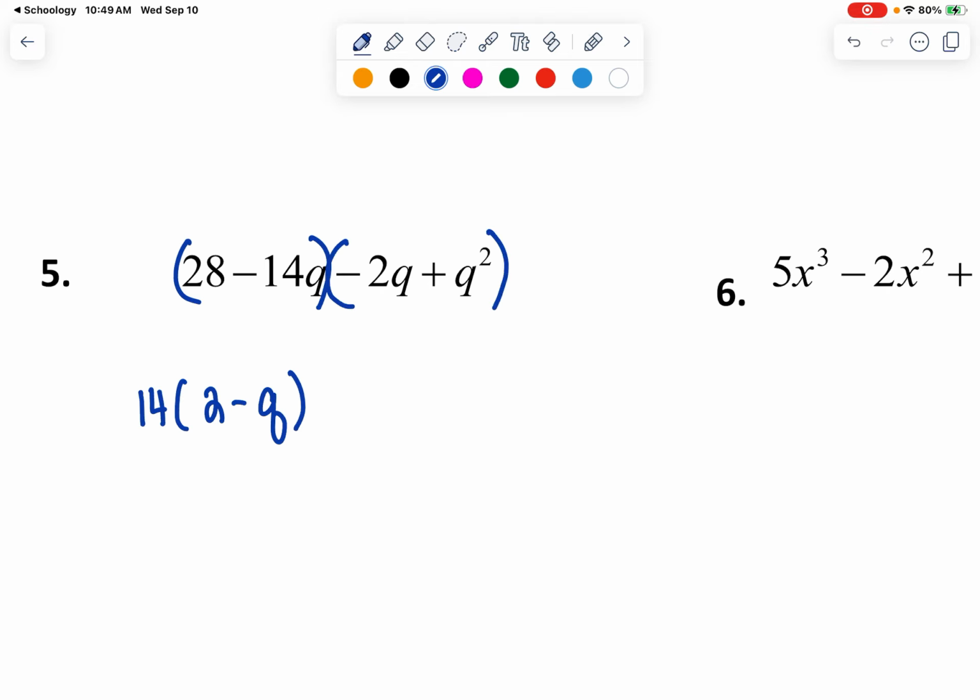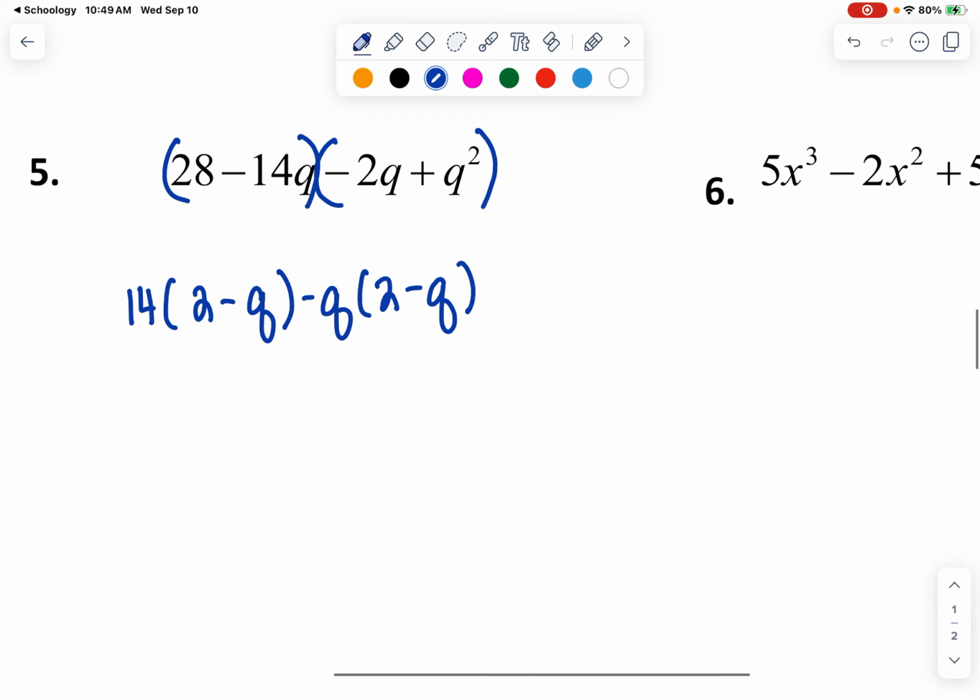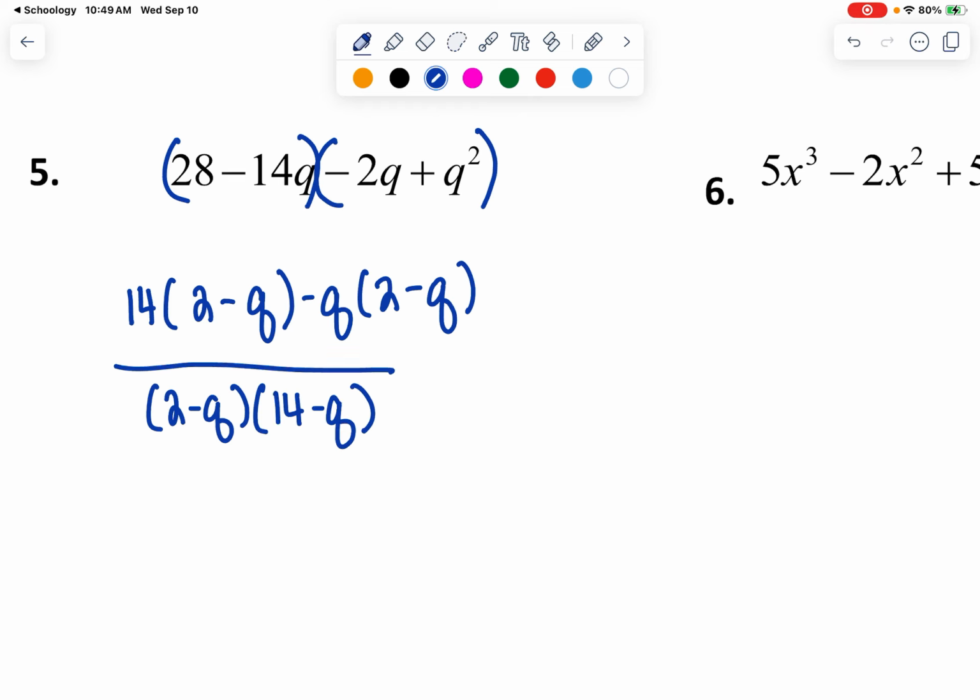so I see that they have a q in common, but I'm gonna factor out a negative q. The reason why is because I want my 2 to be positive, right? So I'm going to factor out a negative q. I have 2, and then that gives me a minus q, which is what I need. Great news. So I have 2 minus q times 14 minus q.